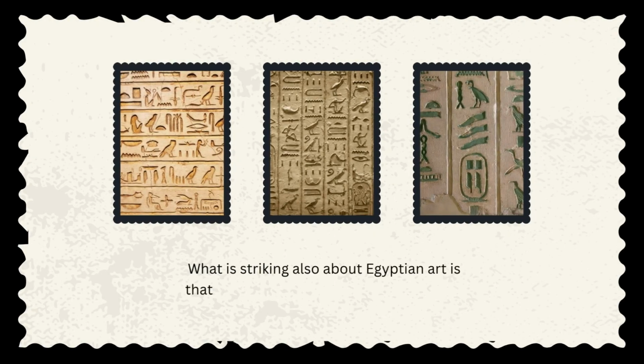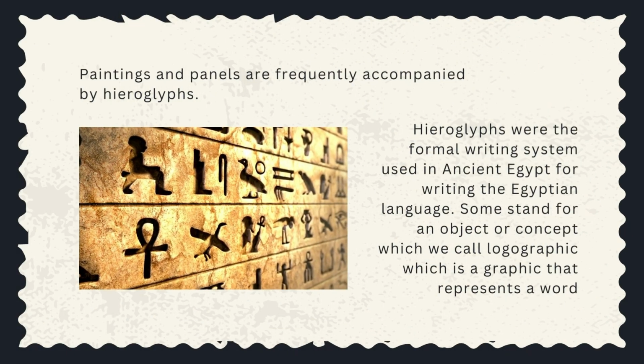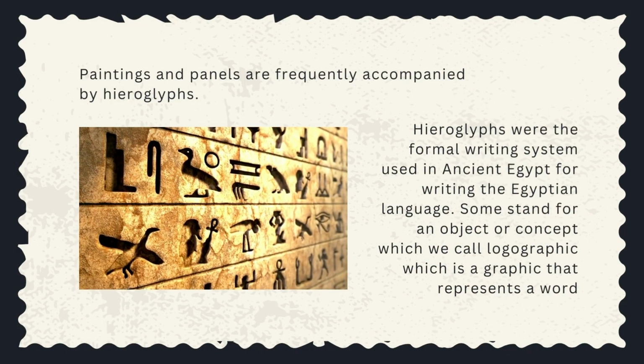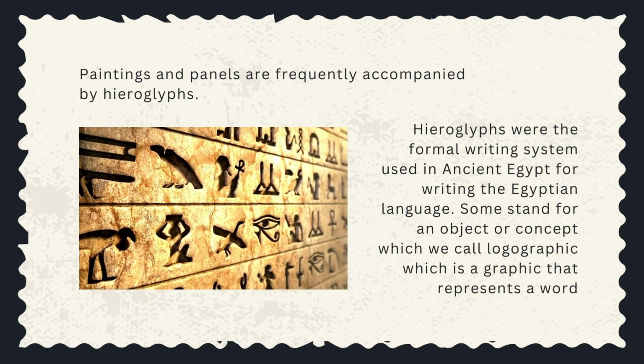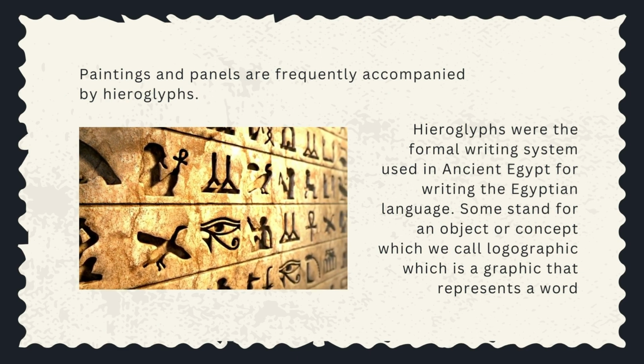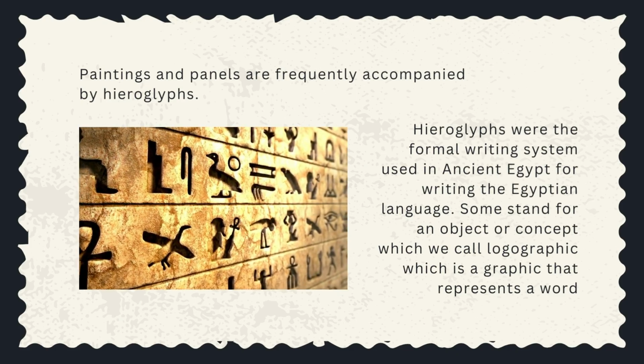What is striking also about Egyptian art is that text accompanies almost all images. In statues, the identifying text will appear on a back pillar supporting the statue or on the base. Relief or paintings usually have captions or longer texts that elaborate and complete the story in the scenes. Paintings and panels are frequently accompanied by hieroglyphs. Hieroglyphs were the formal writing system used in ancient Egypt for writing the Egyptian language. Some stand for an object or concept, which we call logographic, which is a graphic that represents a word.